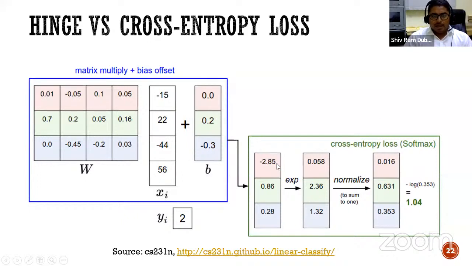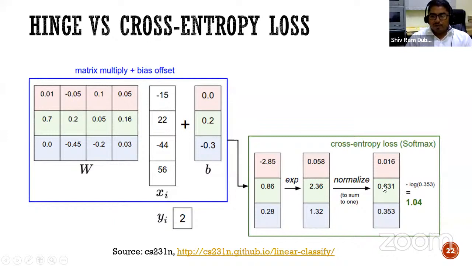So we get the class scores. These class scores are minus 2.85, 0.86, 0.28, corresponding to 3 different classes. Then we take e to the power of these in exponential space and do the normalization. After doing the normalization, we find the negative log likelihood of the probability for the correct class.